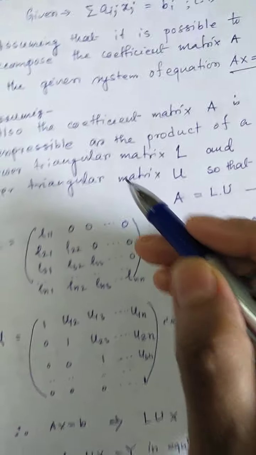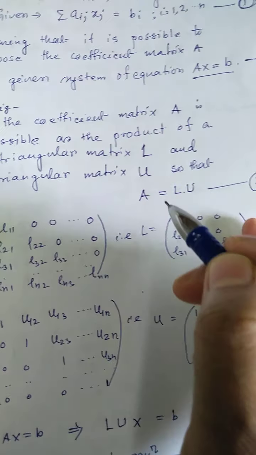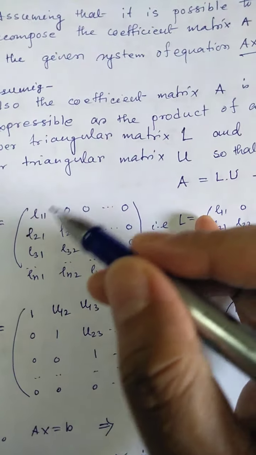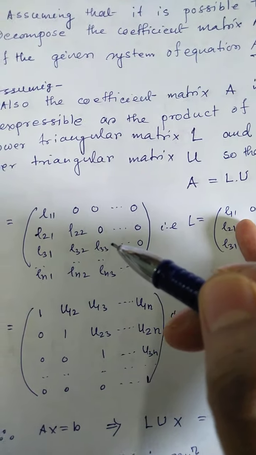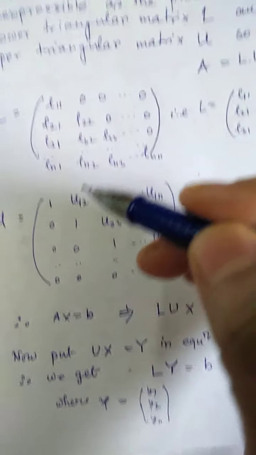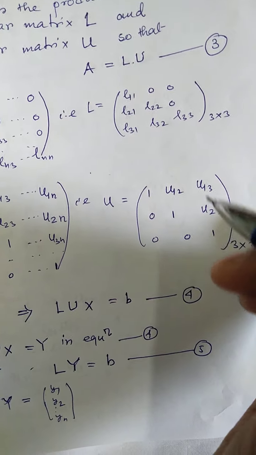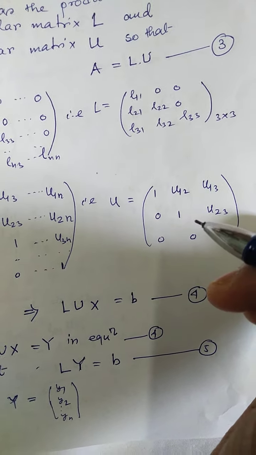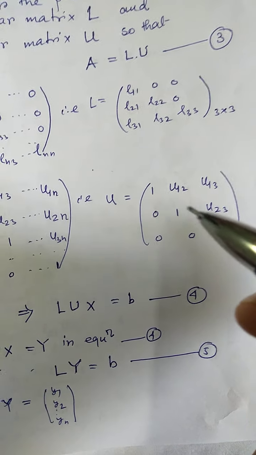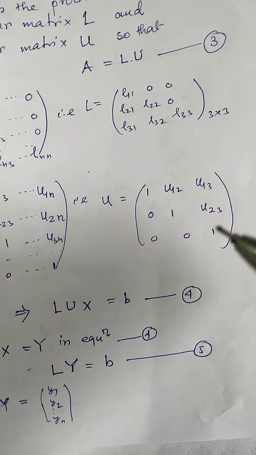Now assuming that coefficient matrix A can be decomposed in terms of LU, where L is this matrix in general form, lower triangular, and this is the 3 by 3 form. U is upper triangular, this is the general form, and this is the 3 by 3 particular case. Now we have to write A equals to this matrix into this matrix so that we can find all the values of L and all the values of U.